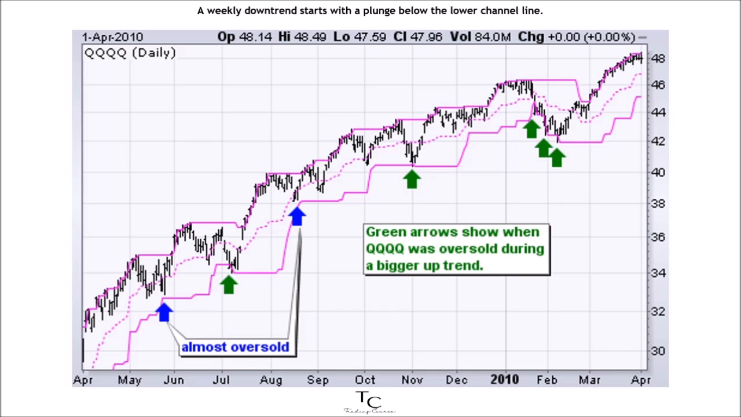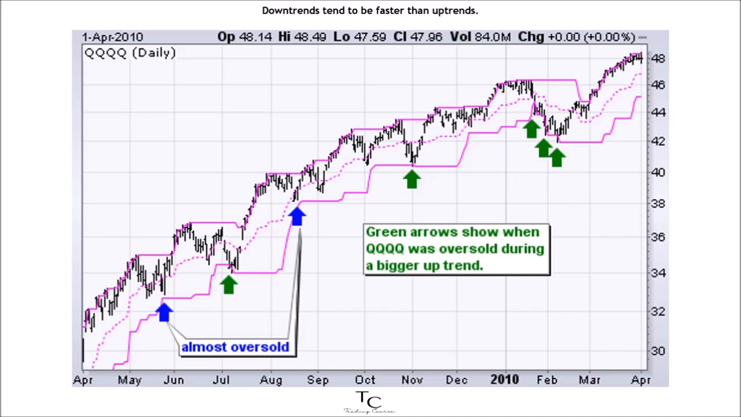A weekly downtrend starts with a plunge below the lower channel line. Once this downtrend is established, chartists can turn to the daily chart to look for overbought signals. Overbought signals occur after a bounce within a bigger downtrend.